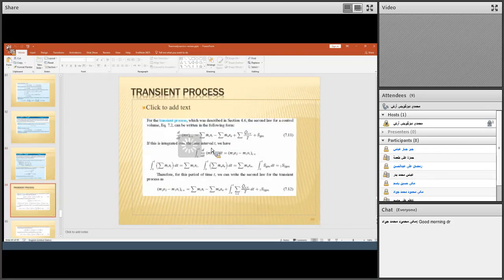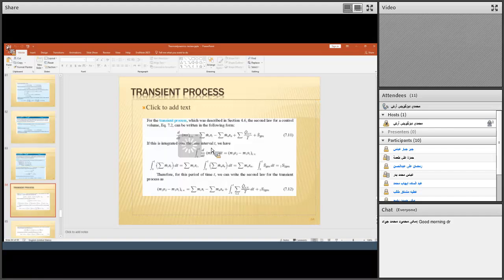Okay, consider the transient process. The process that we investigated before this section was a steady state process, meaning that the rate of time change for every quantity equals 0. But in a transient process, the rate of time change is not equal to 0 because variation occurs in the control volume.